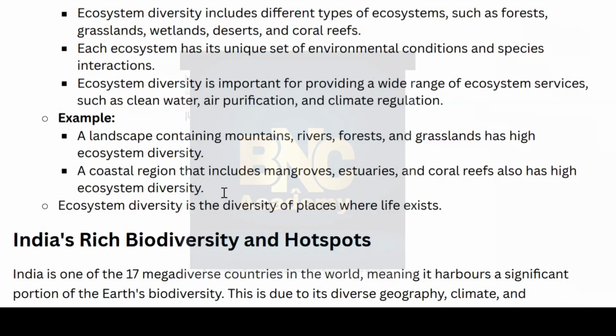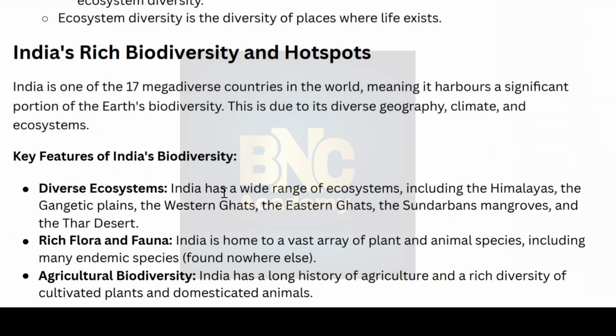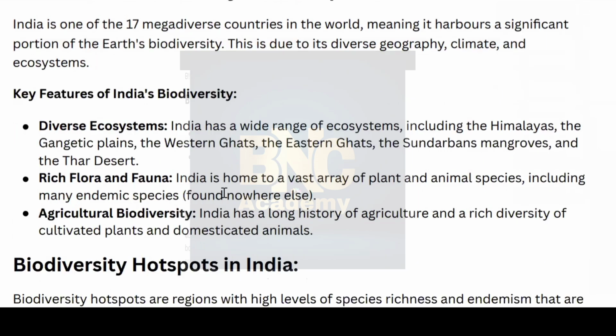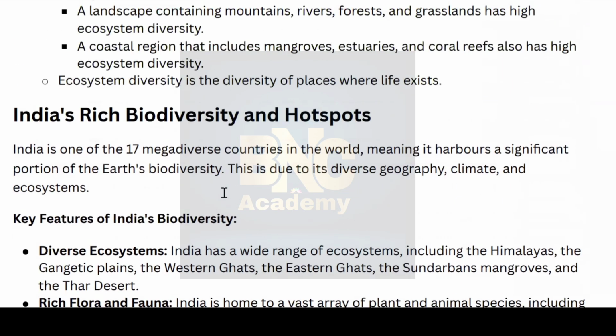So, by understanding all these three levels of biodiversity, we can better appreciate the complexity and interconnectedness of life on Earth.